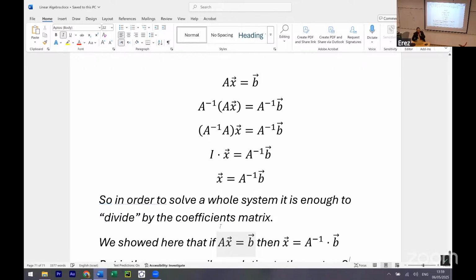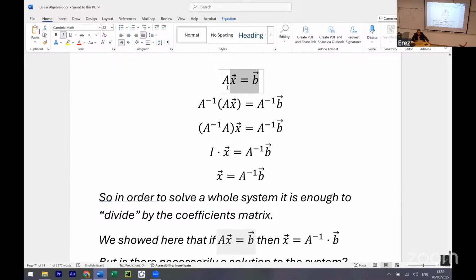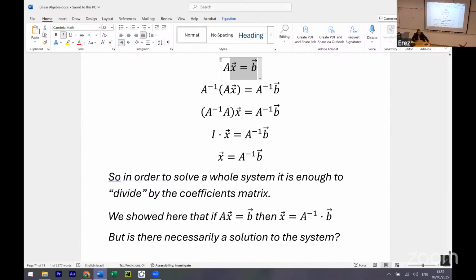Because in the proof here, I start with the equation, but maybe this equation is always false for every X. Okay, can someone guess if we can be sure that there is a solution here? When A has an inverse, that's our assumption. We assume that A has an inverse. And here we've shown that if there is a solution to AX equals B, it must be this. But does it have to be a solution? Maybe there is no solution. How can we make sure this is a solution?